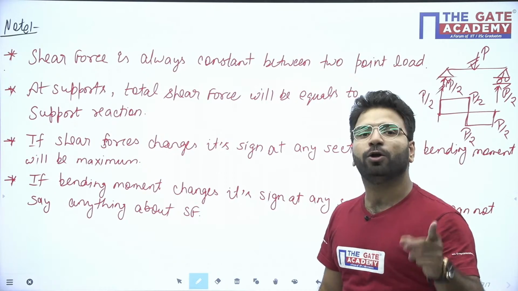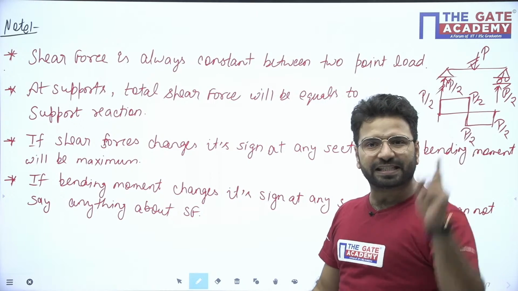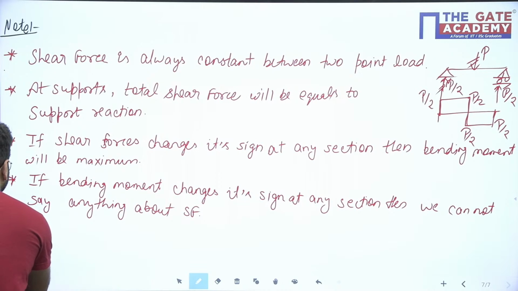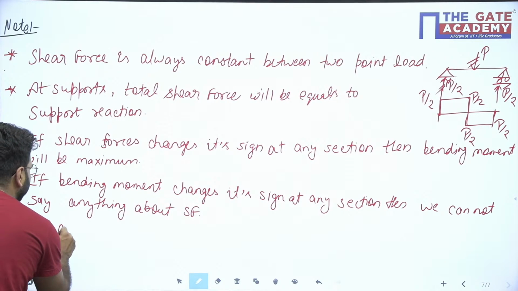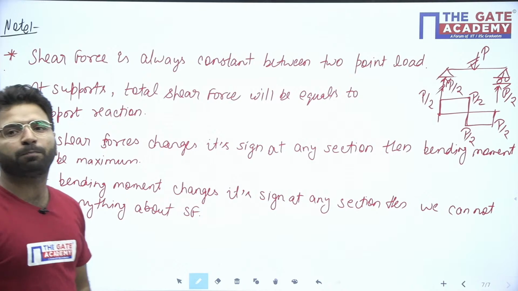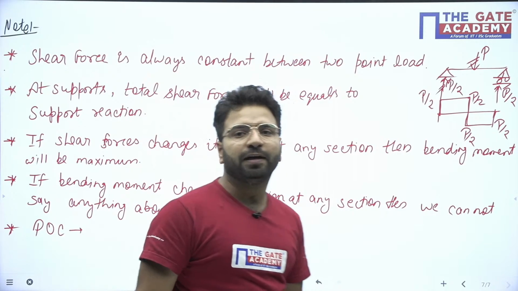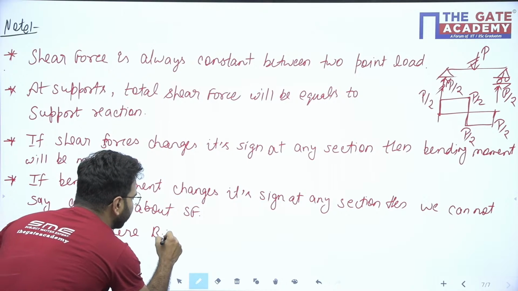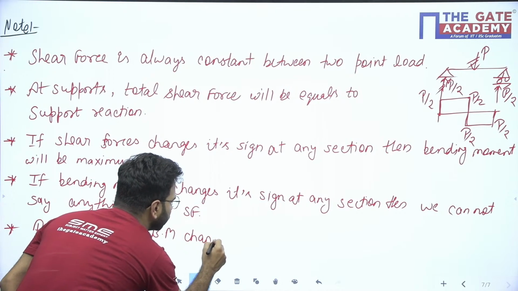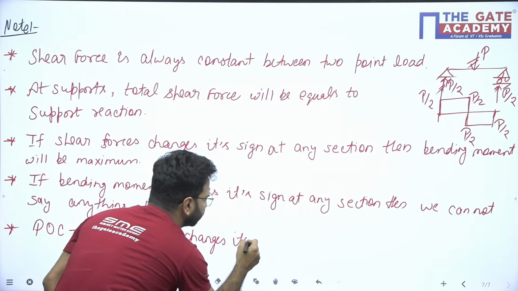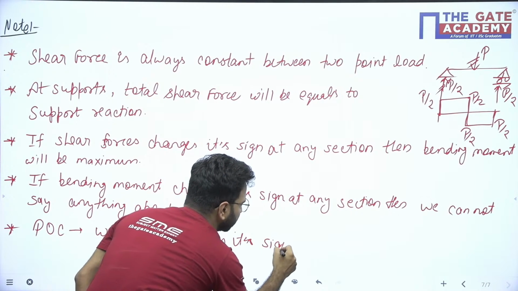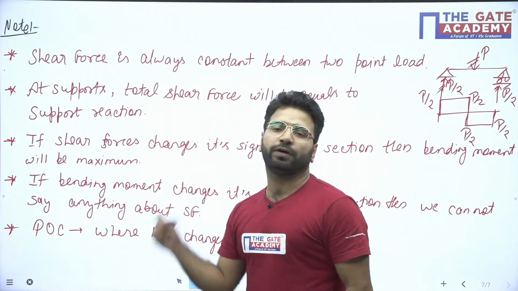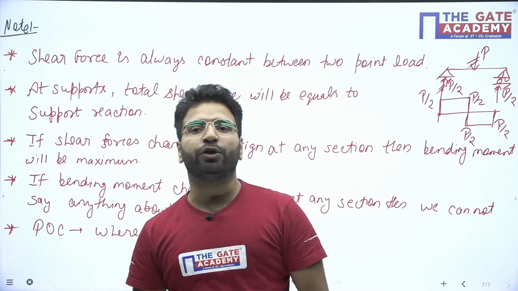If bending moment changes its sign, you will not comment anything about the shear force, okay. Only when the bending moment changes its sign, the point is called the point of contraflexure, okay. The point where the bending moment changes its sign is called the point of contraflexure.